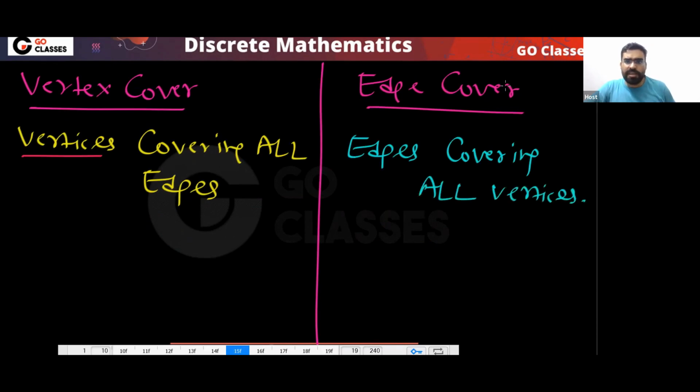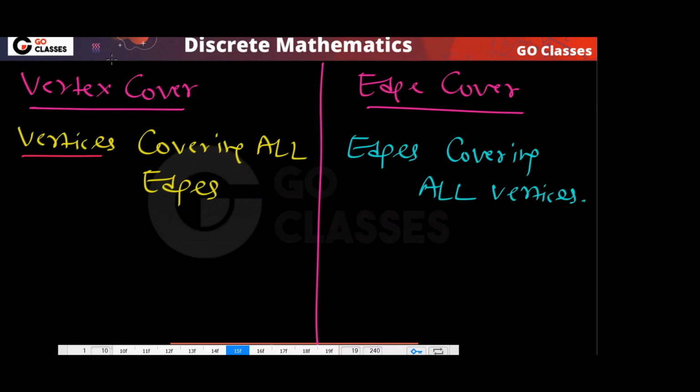Basically, tell me, in this scenario, where do we put the security guard? For the edge cover, we put the security guard on the edges. Yes or no? Because edge cover means edges which cover all the vertices. So we will put the security guard on edges. So this is the idea: vertices covering all the edges, edges covering all the vertices. This is the simple idea.